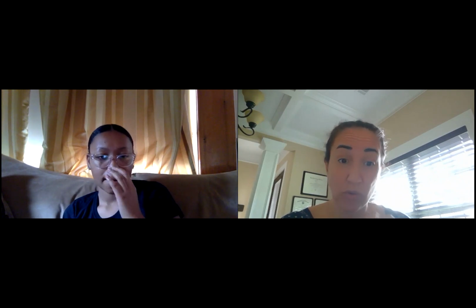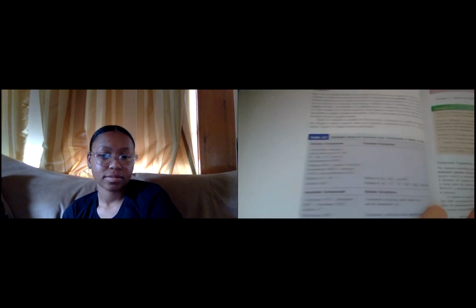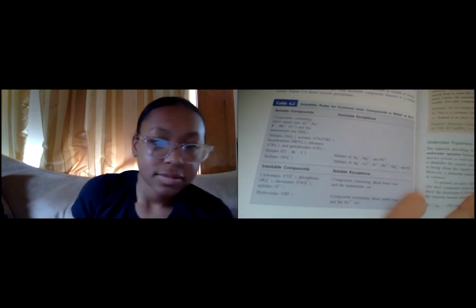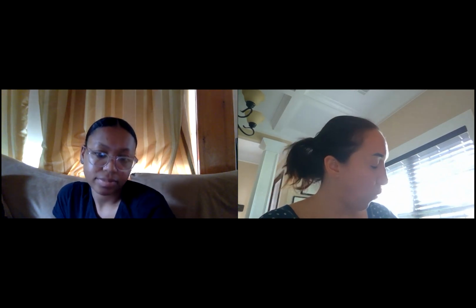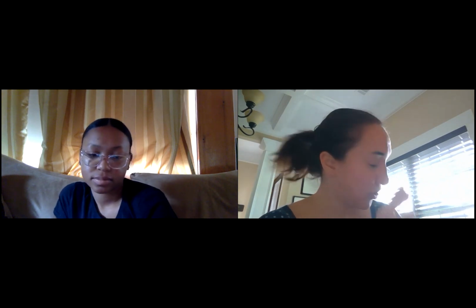On the one that I have, the solubility table is on page 122. What I want you to note is that the solubility table in your exam is not going to look exactly like this. It's going to have everything except the examples of what alkali metals are. So it's just going to say compounds containing alkali metals.